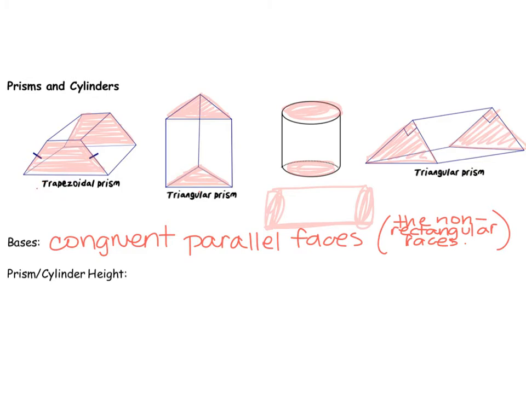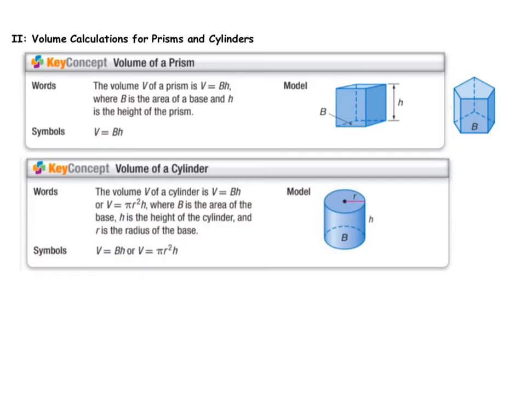The height of a prism is the distance between the bases. So I'm highlighting that in blue. It is the distance between the bases, no matter which way it is oriented, and it is perpendicular to the bases. So now that we remember where the base and height are for a prism, we are ready to calculate the volume. And the volume is just the area of the base multiplied by the height of the prism.